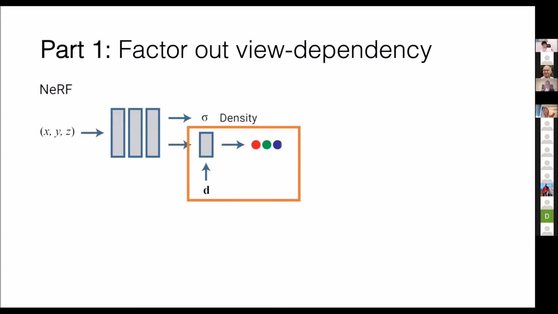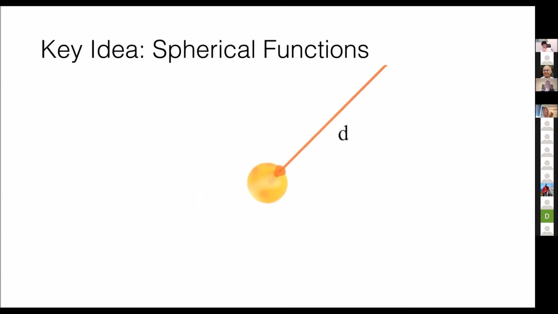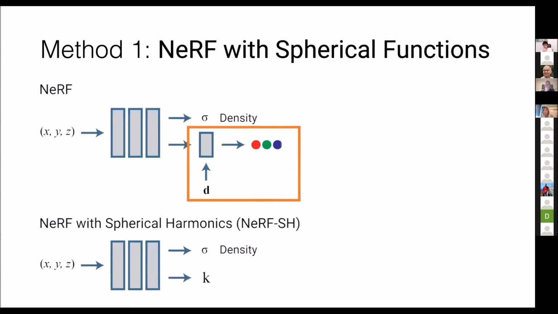Well, there's a nice thing called spherical functions. A spherical function is just a function defined on a sphere so that you can query any viewpoint and get a color out of it. A representative function like this is that of spherical harmonics, which allows you to compute these things. But that's not the only spherical function. You can use any spherical function.